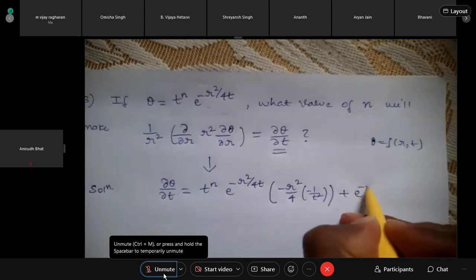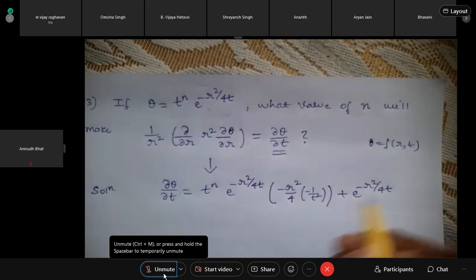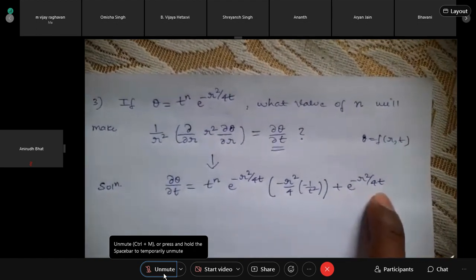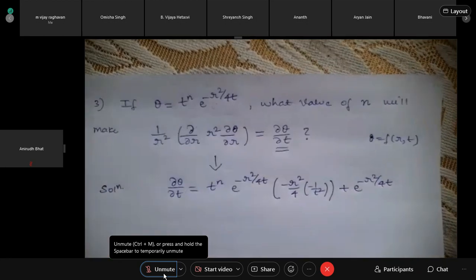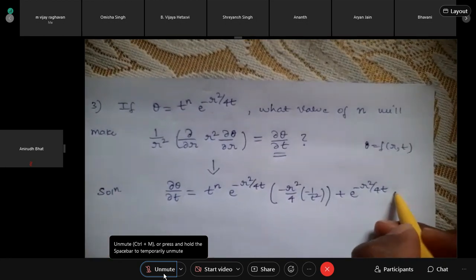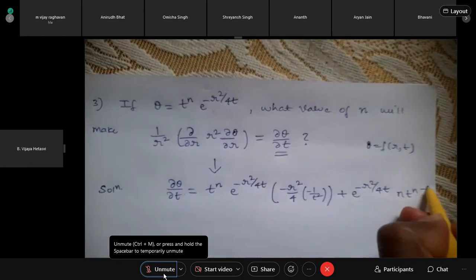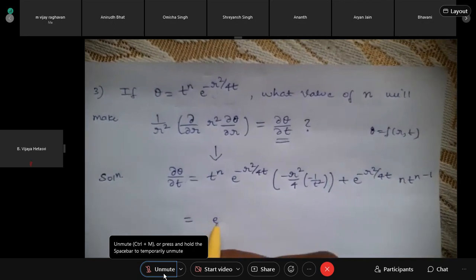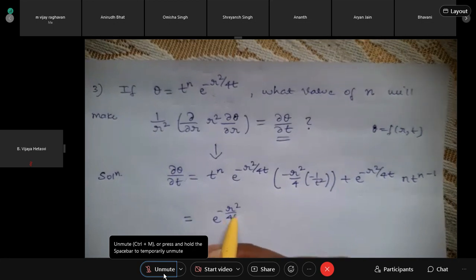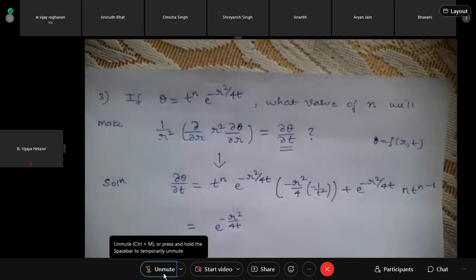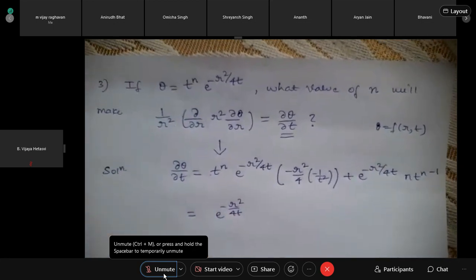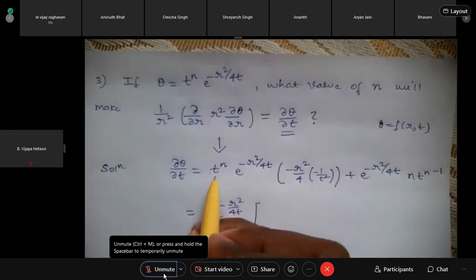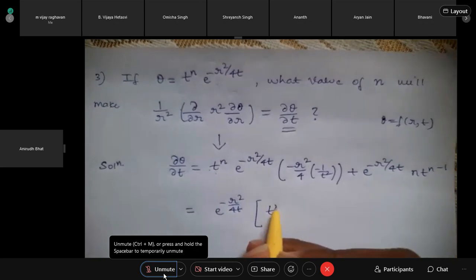It is the second term now: minus r square by 4t, that is the exponential power e power minus r square by 4t, kept as it is, into the differentiation of t power n. What is that? It is n t to the power n minus 1. Here I will take e power minus r square by 4t as common. Can I take that? What else do we have in the first term, that is t power n.